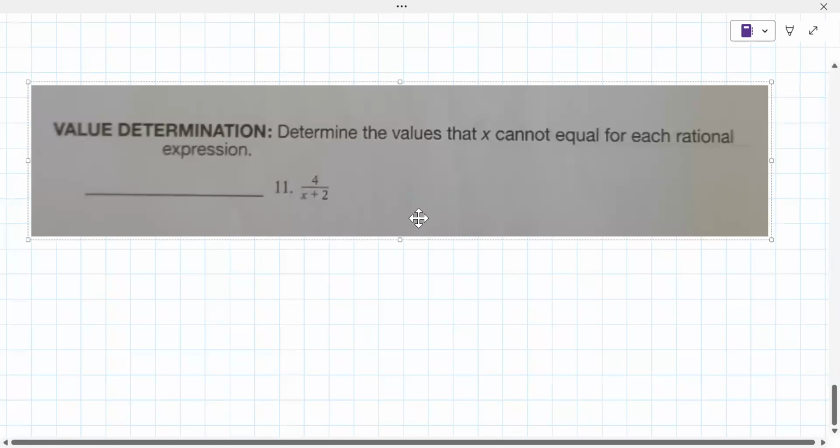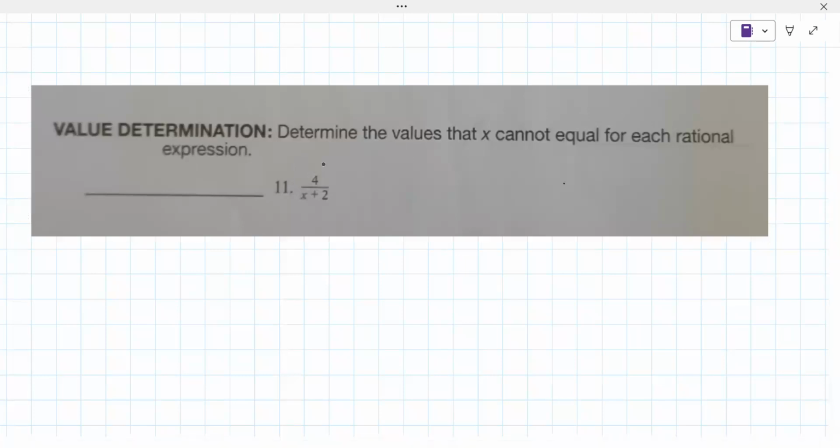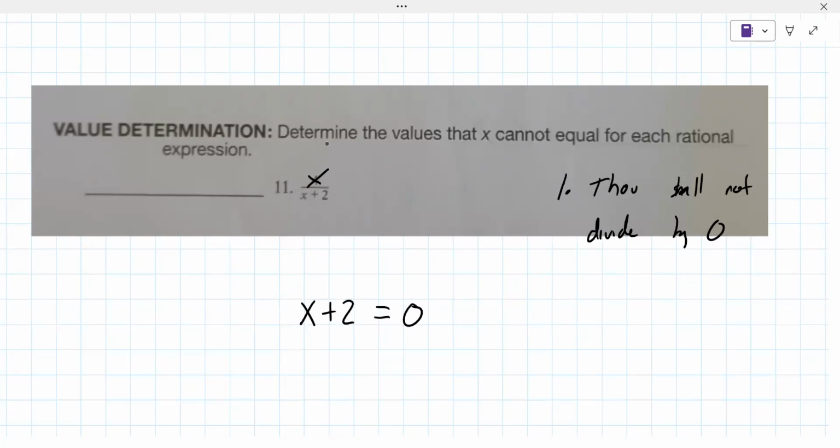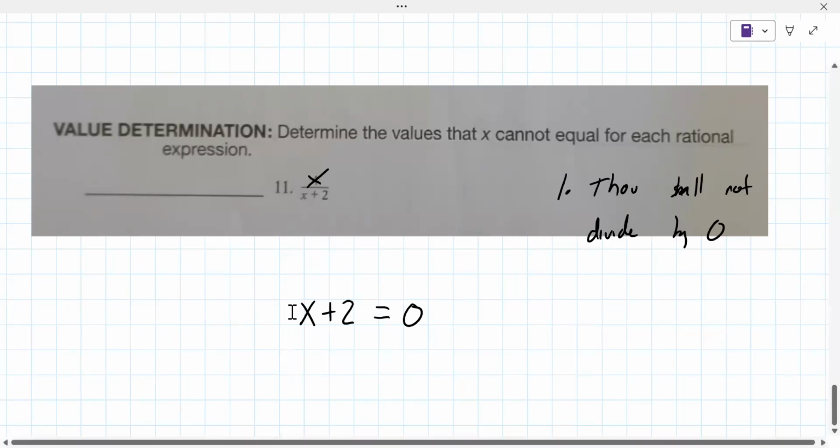All right, determine the values that x cannot equal for each rational expression. So I always jokingly say the first math commandment is thou shall not divide by 0. Which means that again, you don't care about the top. You care about the bottom. In fact, you want to know where does the bottom equal 0? Because when the bottom is 0, that's bad. That's when you're dividing by 0. So can you solve this equation for us, please?